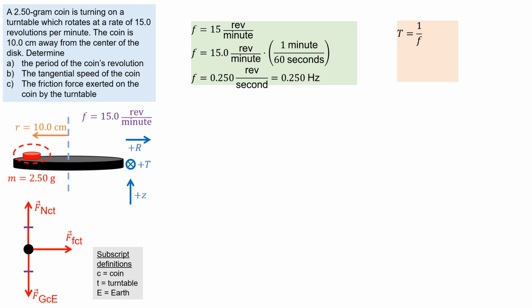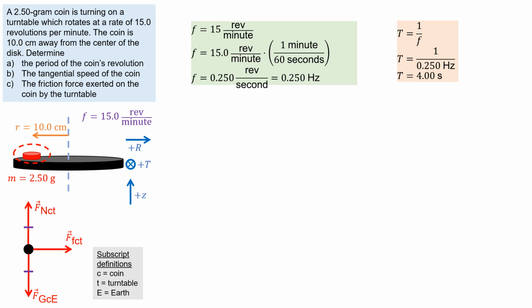Period is 1 over the frequency. Frequency and period are inverses of each other. And so the period is 1 over 0.250 hertz, or once you use your calculator to figure that out, we find out that the period is 4.00 seconds. So there we go. There's part A. The period of the coin's revolution, 4.00 seconds.